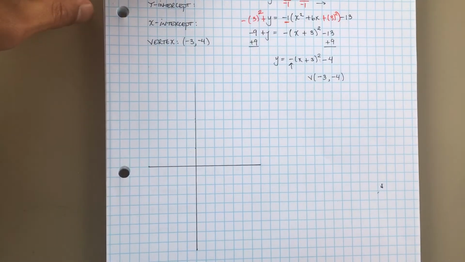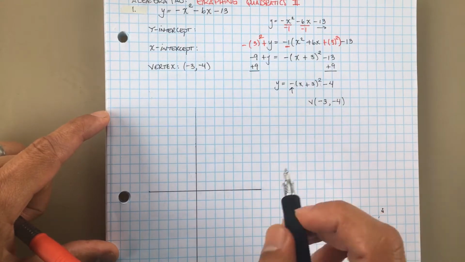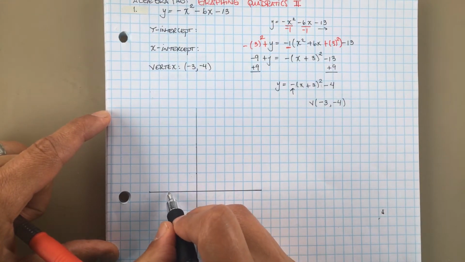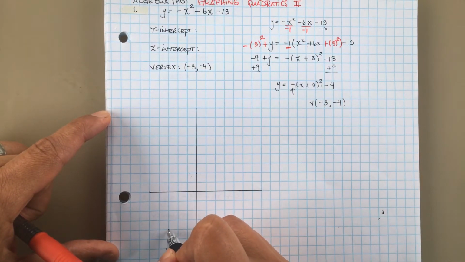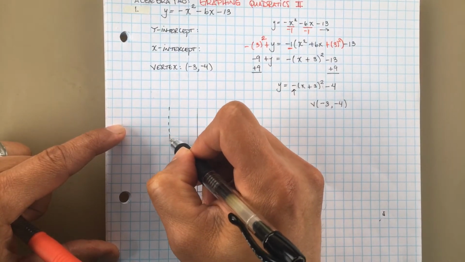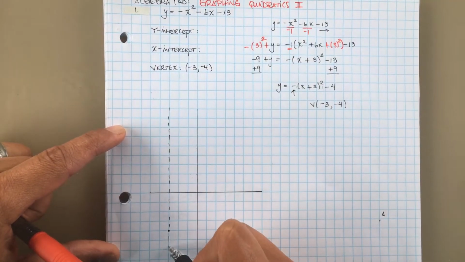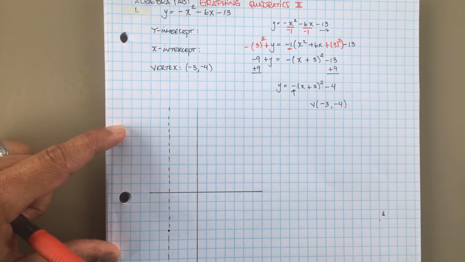Puedo hacer la gráfica de este punto. Negativo 3, 1, 2, 3. Negativo 4, 1, 2, 3, 4 acá abajo. Now remember, this is where your line of symmetry is located. Allí es donde pasa la línea simétrica. Okay, so it's going to go straight down, right through that point.